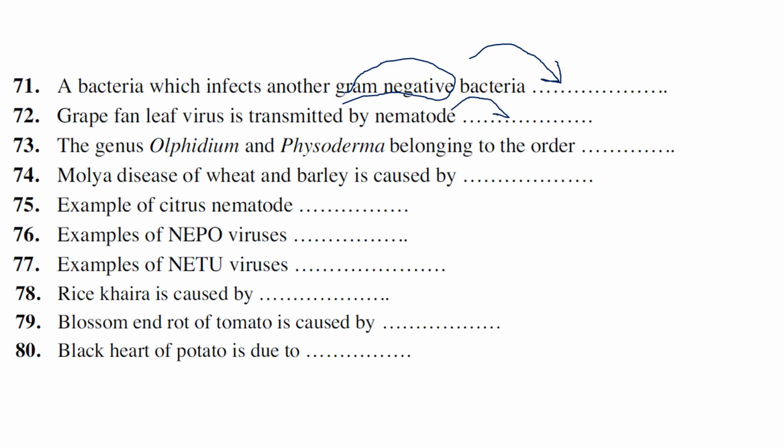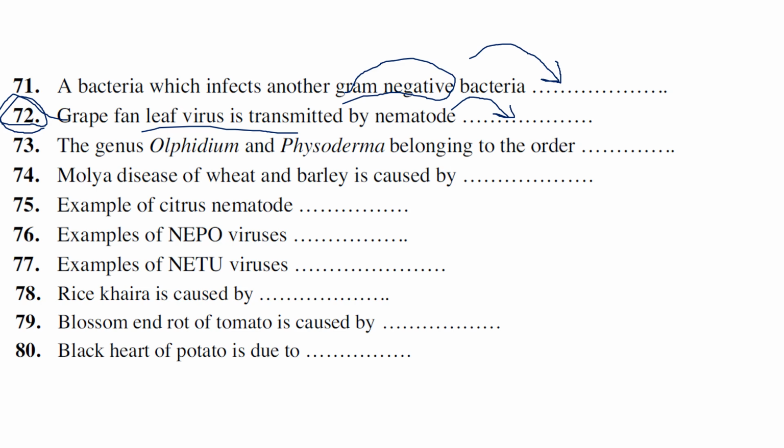Grapevine fanleaf virus is transmitted by the nematode Xiphinema index. I think it was the first virus reported to be transmitted by a nematode, by Hewitt et al., probably in 1958. So I repeat, grapevine fanleaf virus is probably, I'm not sure, the first virus reported to be transmitted by a nematode, Xiphinema index, reported by Hewitt et al. in 1958 probably.